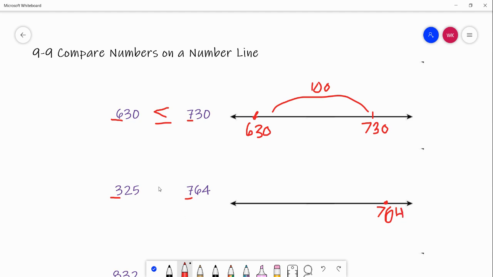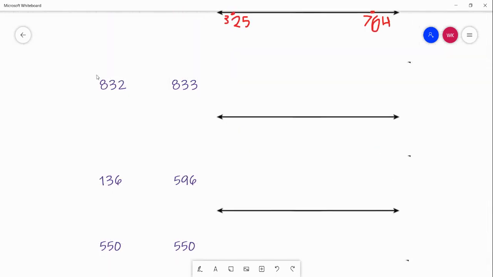So let's look. We can say either 325 is less than 764, or you could flip it around and say 764 is greater than 325. And I'm going to put 325 way down here, because that is definitely more than 100 away on our number line. If you did 100, it's like 400 off. So that is less than. Let's go to our next one.